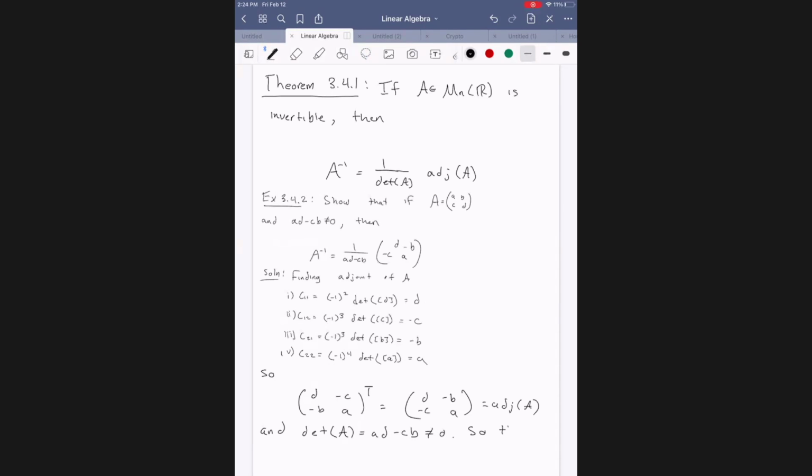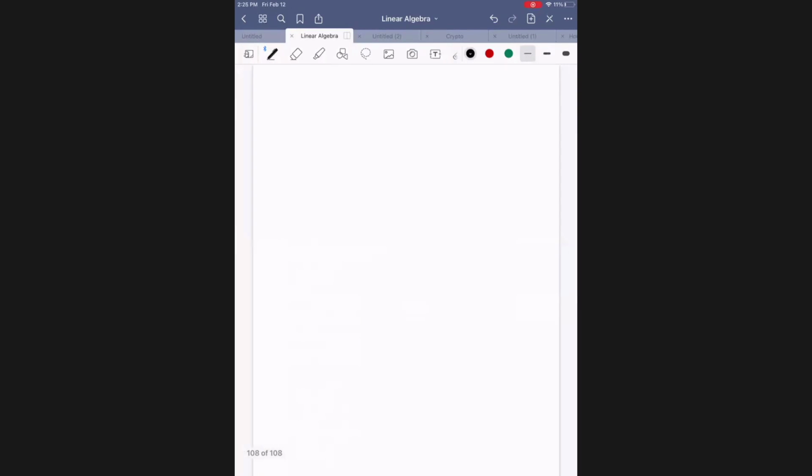So then by theorem 3.4.1, you just plug it in, right? Then you'll just get A inverse equals 1 over AD minus CB times D, minus B, minus C, A. So this is how you can show that the inverse is given by this.